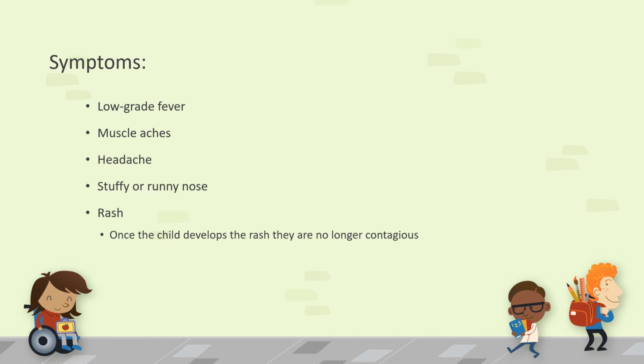Symptoms of fifth disease include a low-grade fever, muscle aches, headache, stuffy or runny nose, and a rash. Once the child develops the rash, they are no longer contagious. They are, however, highly contagious when they have the low-grade fever and the muscle aches.